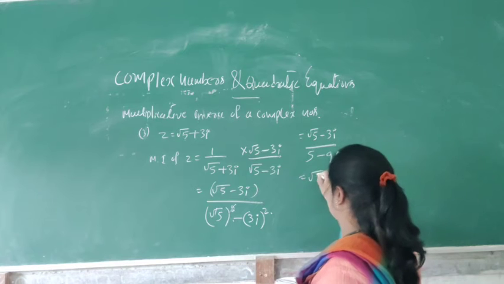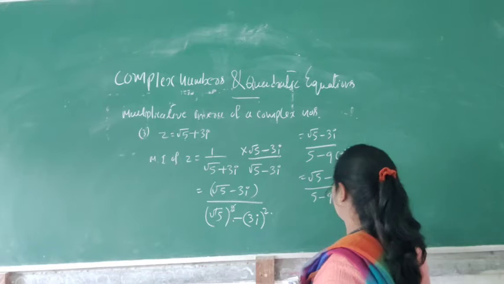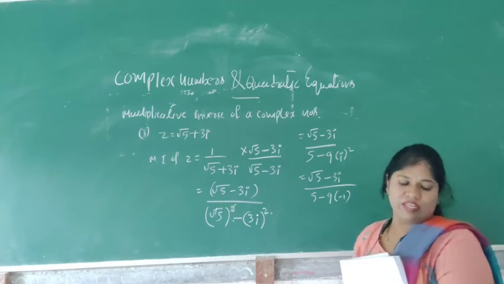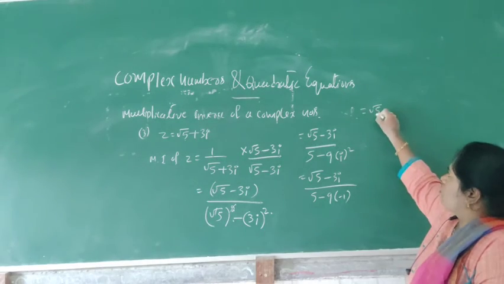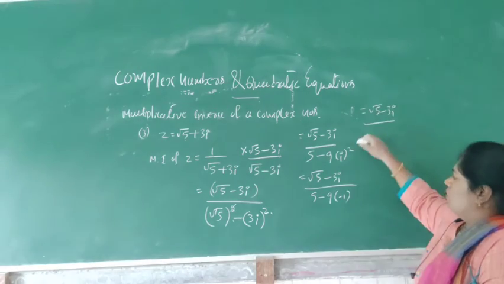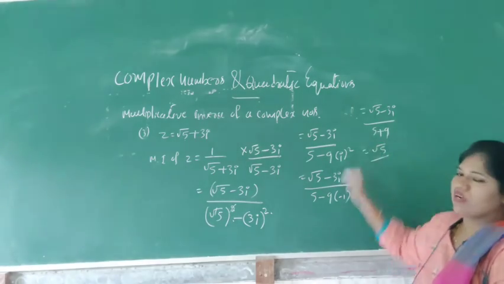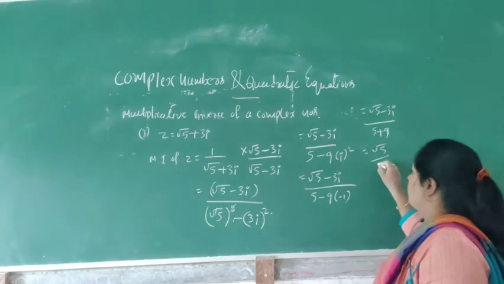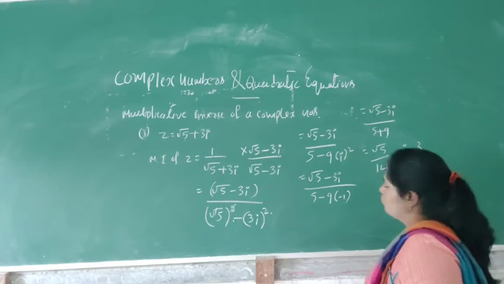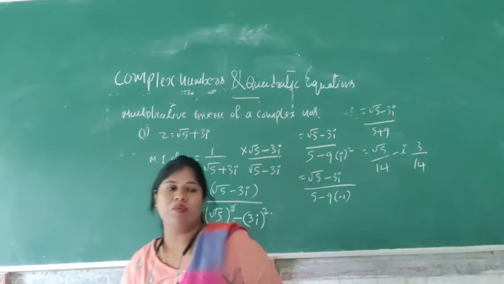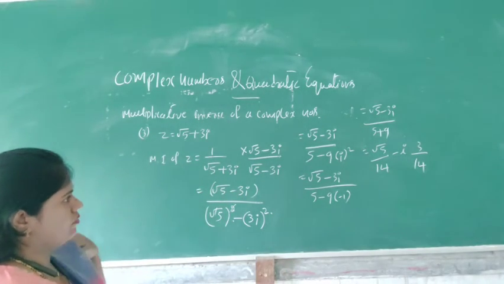So 5 minus 9 into minus 1, because the value of i square is equal to minus 1. So 5 plus 9, 9 plus 5 is 14. So root 5 minus 3i divided by 14. This is the multiplicative inverse of the complex number.